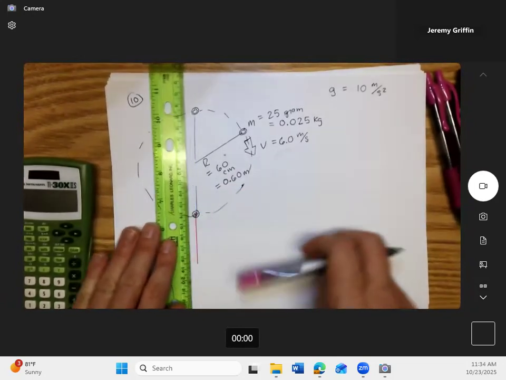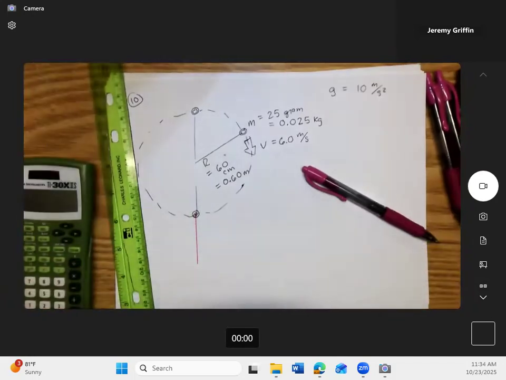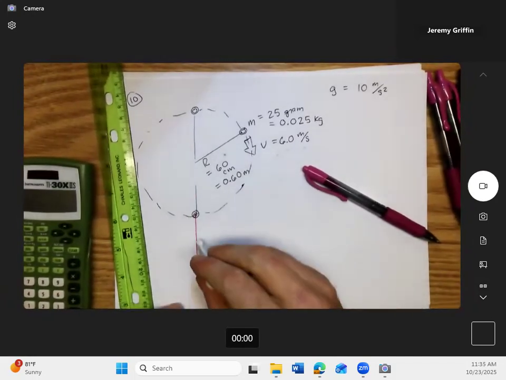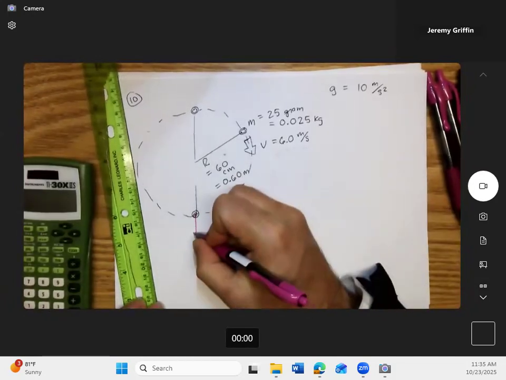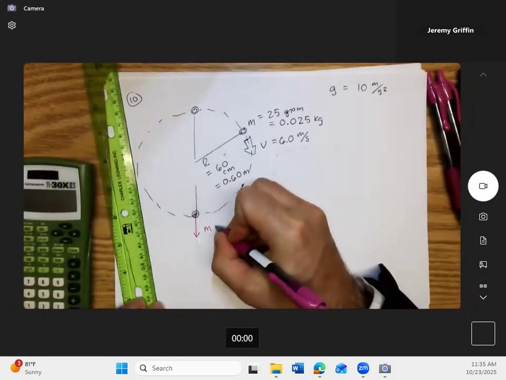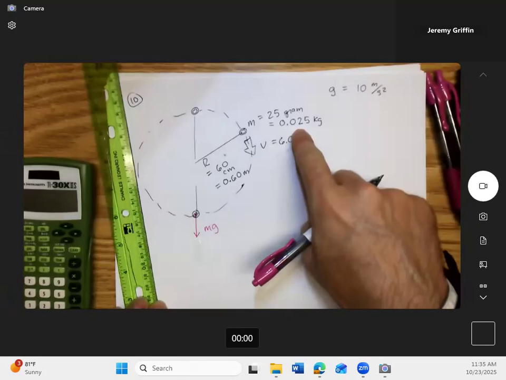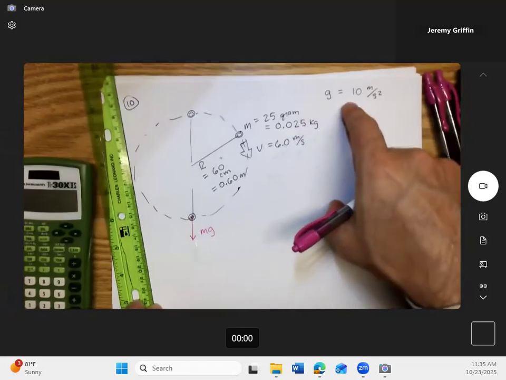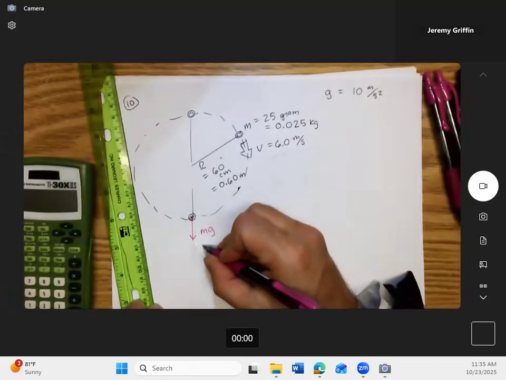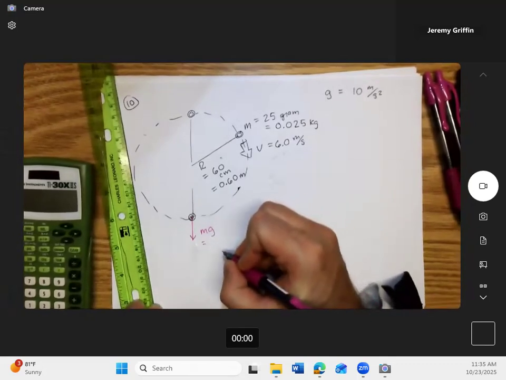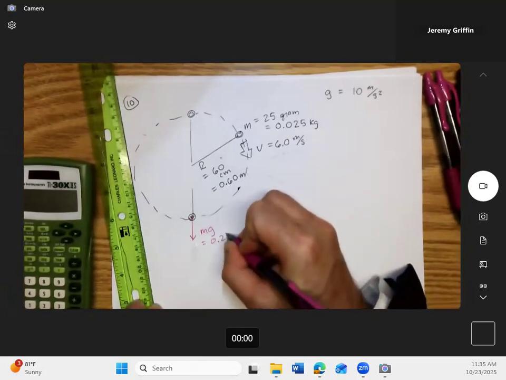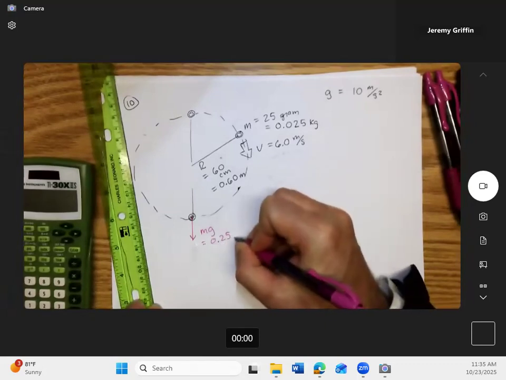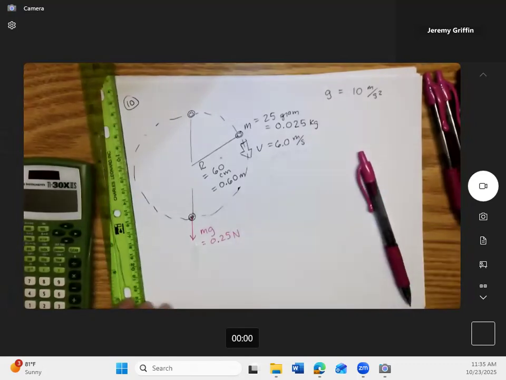Actually, I don't want to make that very long, so I'm going to make this a little shorter. My picture won't be exactly to scale, but I don't want it to be too far off. So let's call this mg right here. Since mass is 0.025 kilograms, and g we're going to call 10 meters per second squared, what would m times g work out to be? Yeah, 0.25. And what's the unit? Newtons.